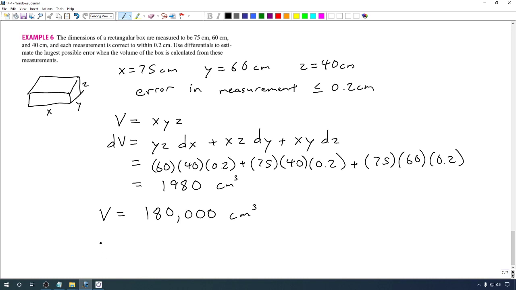And so in general, it might be better to look at what we call the relative error. So dV would be the absolute error, but we want to see what that error is relative to the value of the function. We put dV, the absolute error, over the actual value. So 1,980 divided by 180,000, which is going to be about 0.011, or in other words, 1.1%. So we can have an error of about 1.1%. Or actually, you could say up to that amount, because our errors in measurement were up to 0.2.